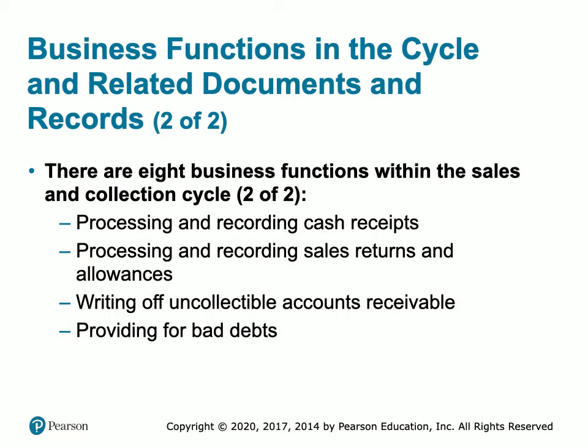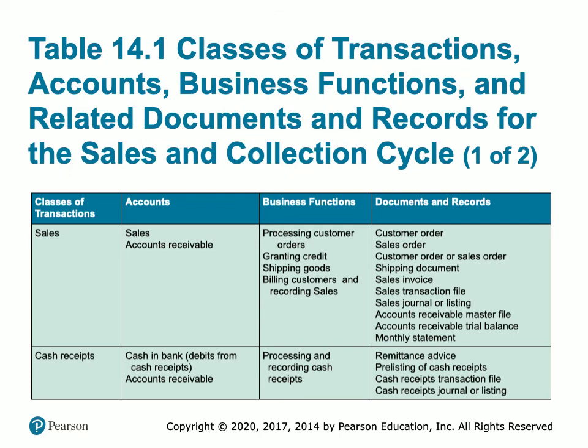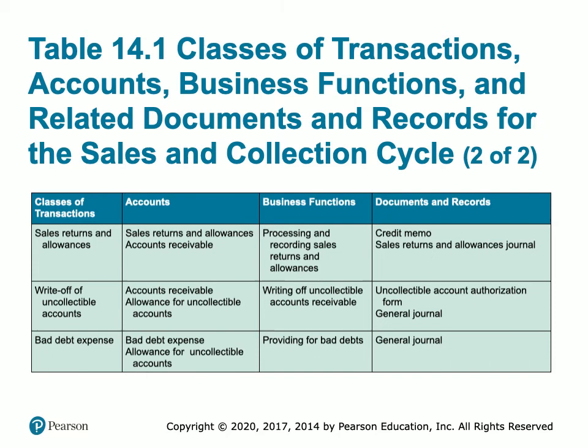The functions are really cash receipts, sales returns and allowances, and then allowance for doubtful accounts and bad debts. Those are the other pieces of the cycle. So there are different classes of transactions. I'm not going to go through all these, but we've talked about how these fit into T accounts. And this is a different illustration, so you can see the business functions and the documents and records that are associated with each of these.